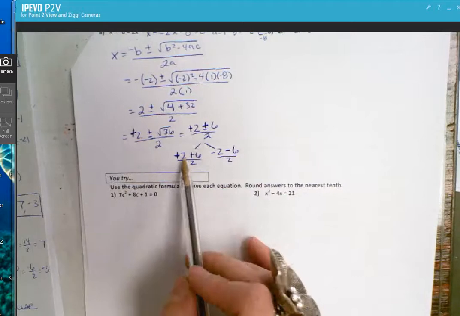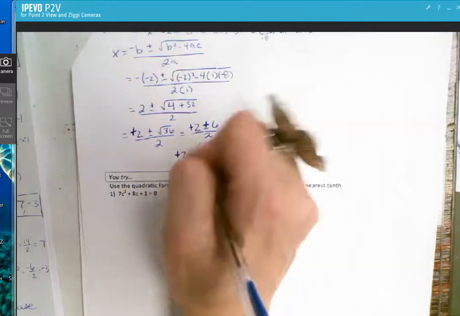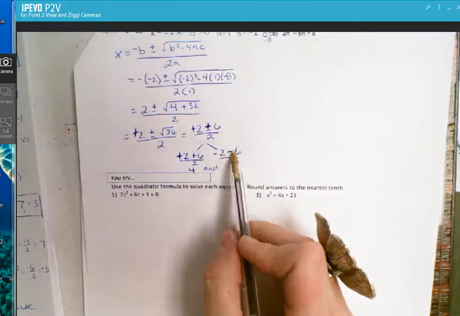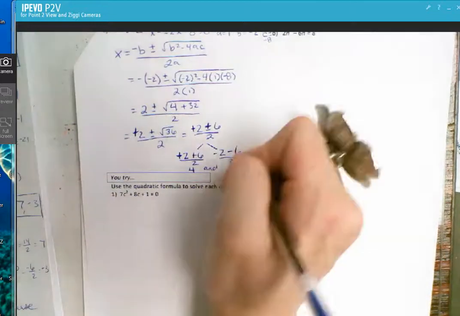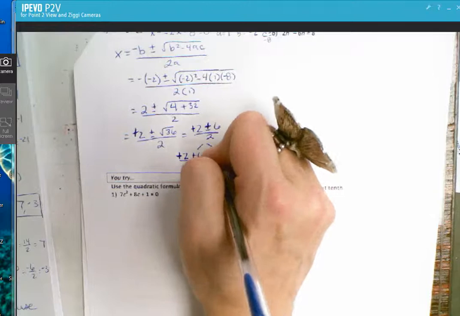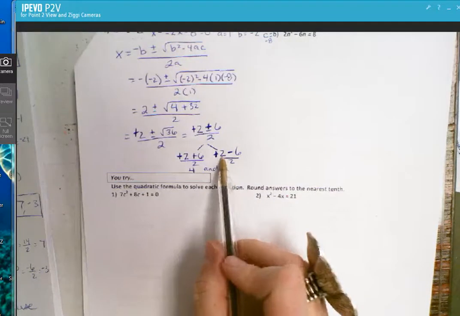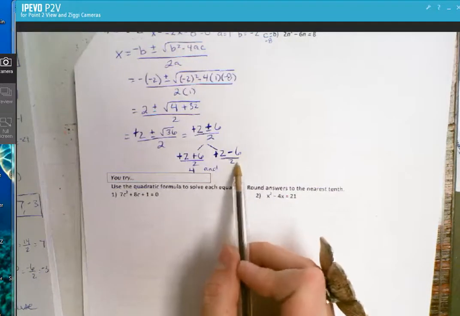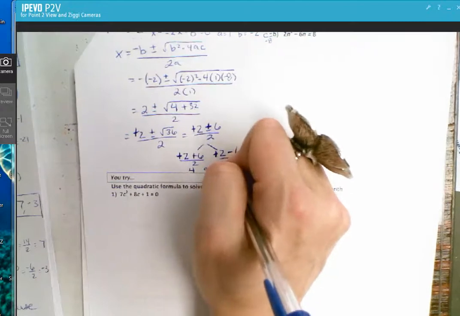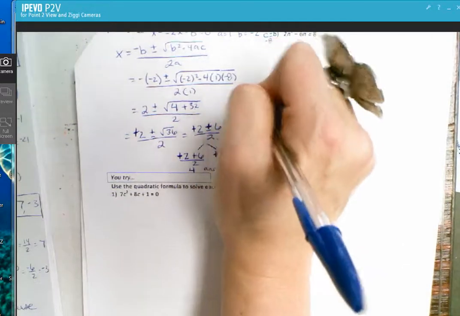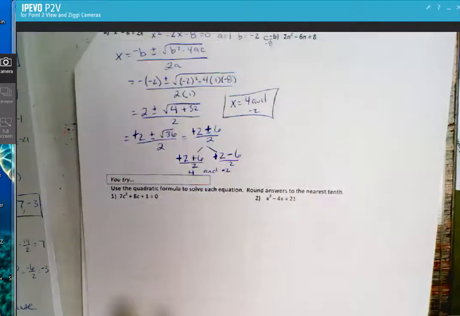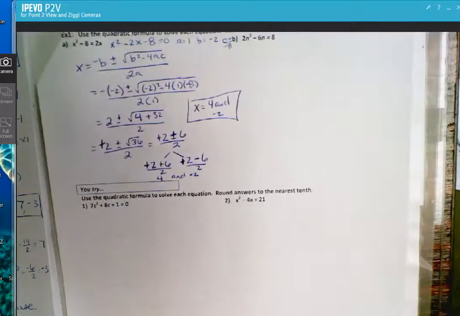Now I have 2 plus 6, which is 8, divided by 2 equals 4. And negative 8 divided by 2. Nope, that's positive 2. Sorry, guys. Positive 2 minus 6 is a negative 4, divided by 2 is a negative 2. So x is equal to 4 and negative 2. Those are the two places that it crosses my x-axis when I graph it.